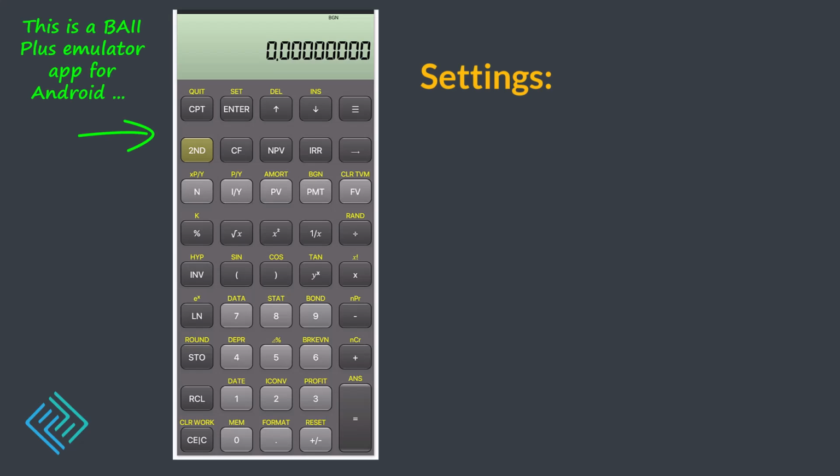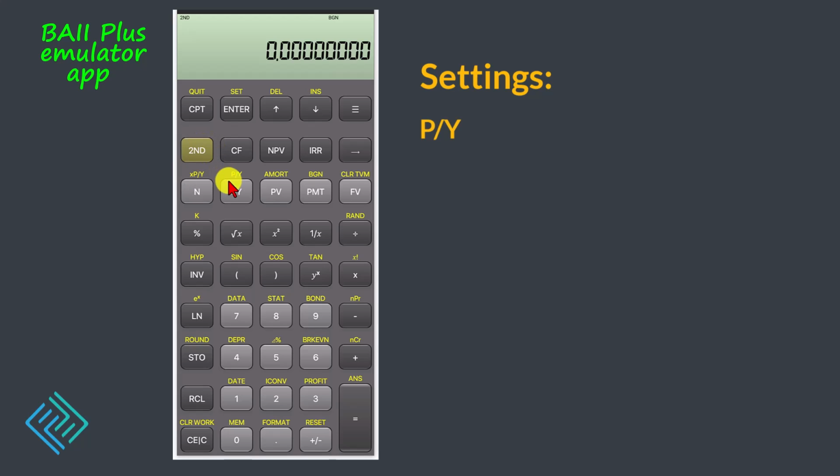Next, the BA2 Plus, where the key presses get very busy indeed. To set periods per year to 1, press second, P/Y, then 1, then enter, then second, and quit. To set the number of decimal places to 4, second, format, 4, enter, second, and quit.